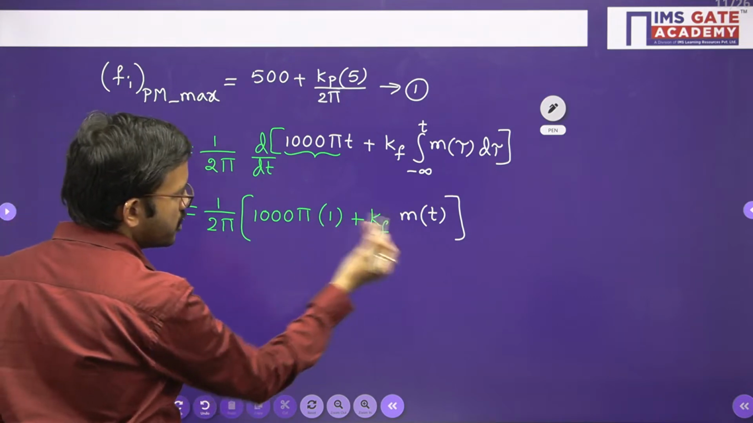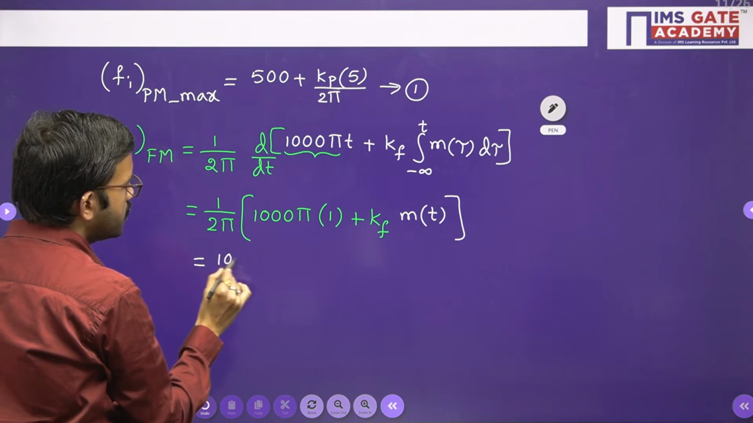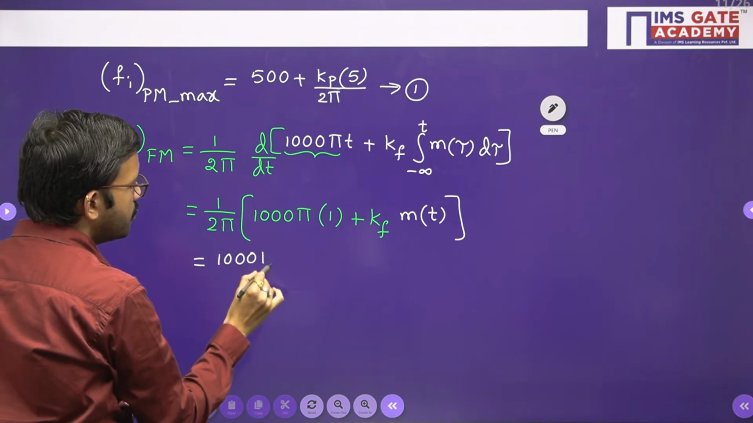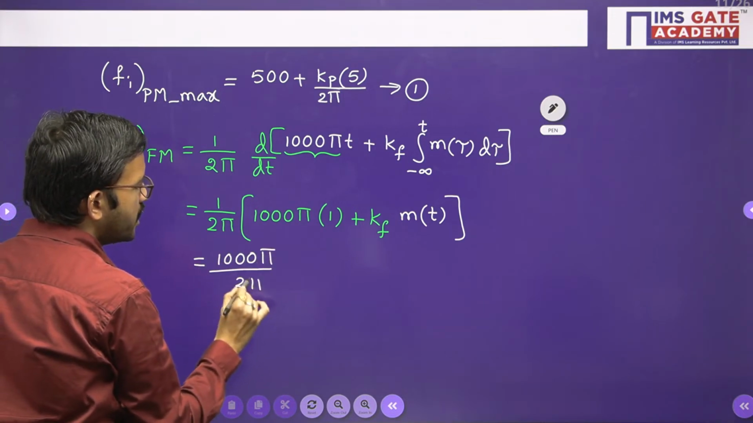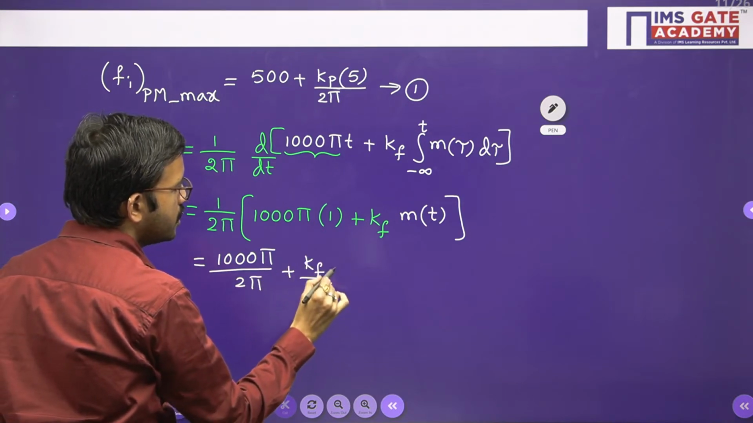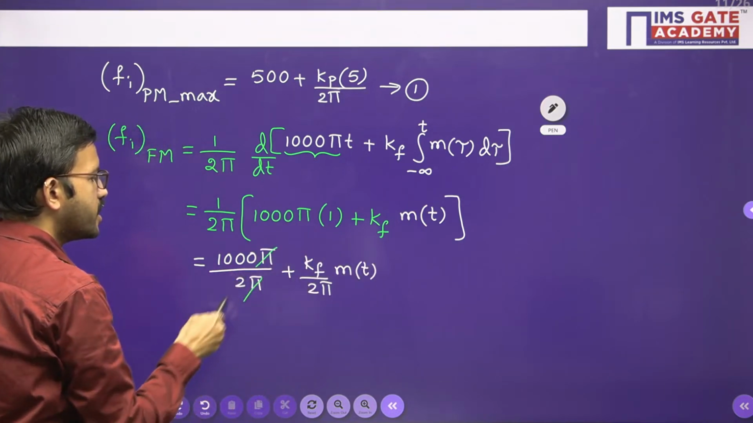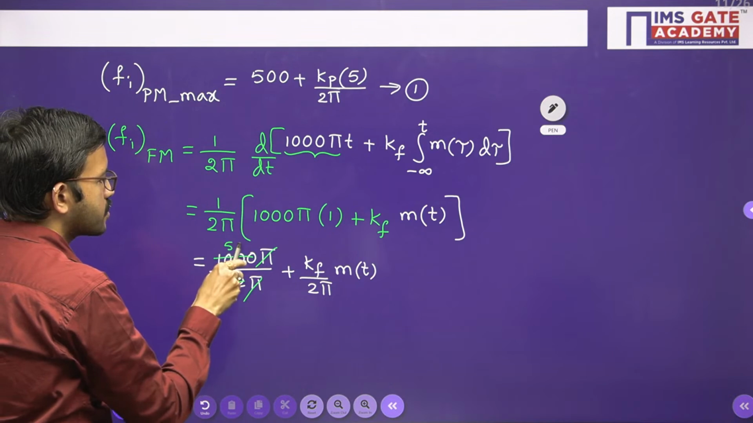So 1 by 2 pi you can multiply with both the terms. So here pi will get cancelled, otherwise you can write one more step, no problem. 1000 pi divided by 2 pi plus kf divided by 2 pi into m of t. Here pi will get cancelled to 500 times.